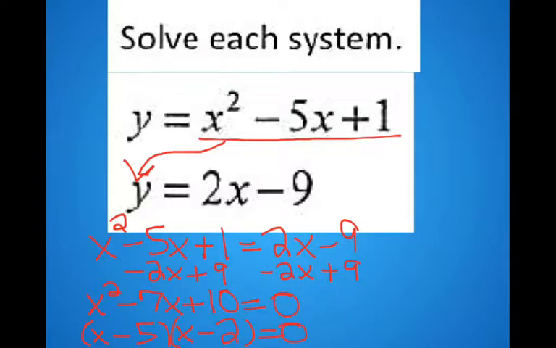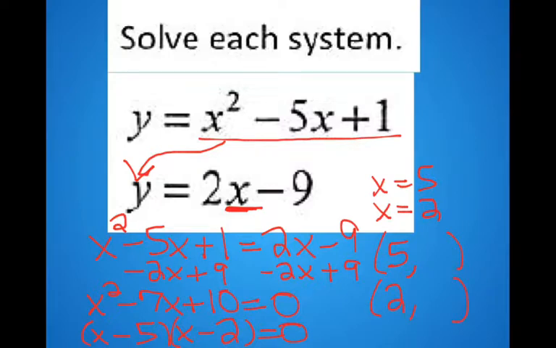We're going to set each of those equal to 0, and we're going to get x equals 5, and x equals 2. And then what we do is we plug those back in to one of those equations, either one. So we're going to have 5 and 2 as the x coordinates.